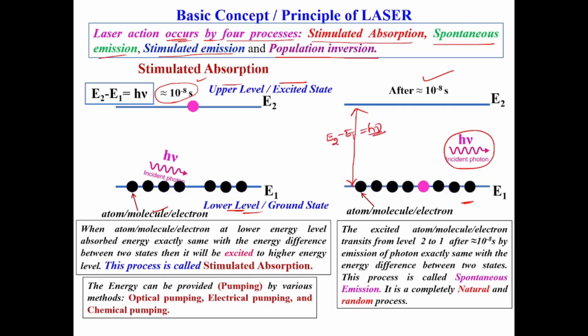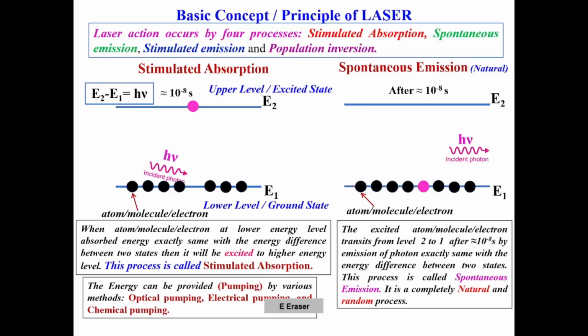or how much energy this atom, electron or molecule took from the lower state to the excited state, that much energy it will emit at the time of transition. This process is called spontaneous emission. Remember, it is a natural process, right?